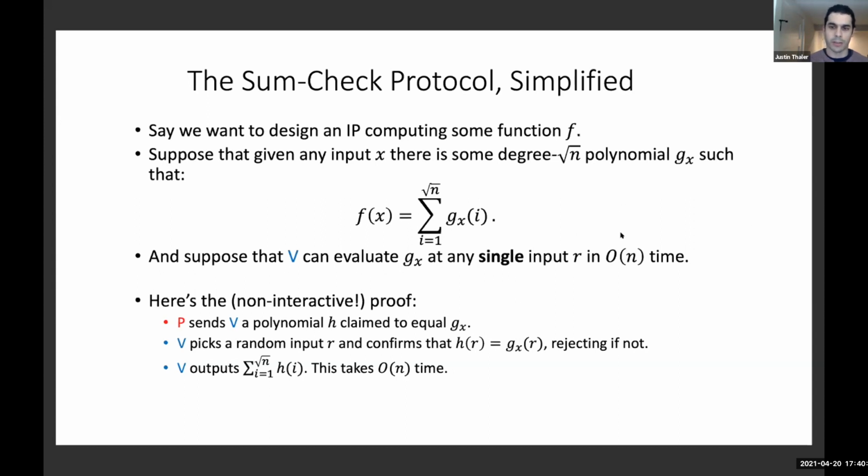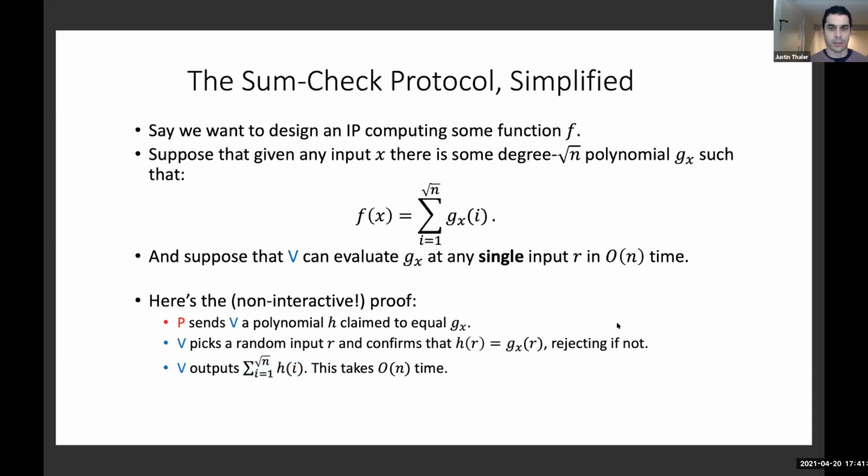I see a question in the chat. The question is why square root? So I want G sub X to have degree square root n for two reasons. One is that the proof is short. The polynomial can be specified with just square root n coefficients. And the other reason is so that I can guarantee that the verifier can sum up the evaluations of the polynomial in linear time. If there aren't many coefficients because it's low degree, you can evaluate it at any point in root n time. Hence, you can compute the sum over root n evaluations in time order n.